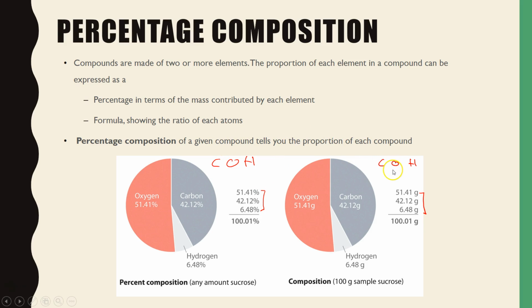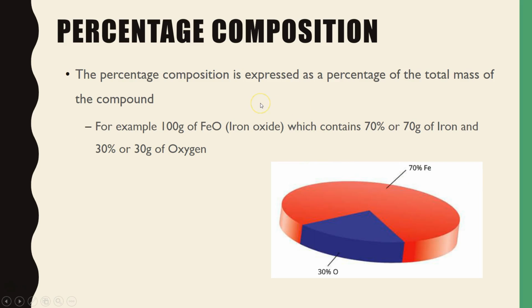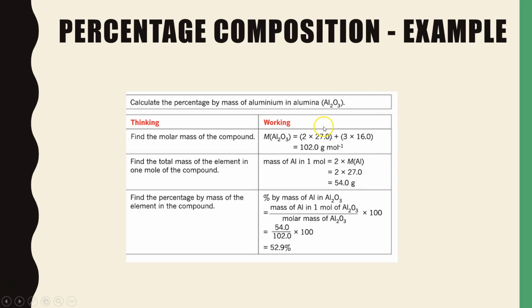We could also show the percentage of each element using their subscript formulas. So if we were to take an example of 100 grams of iron oxide that contains 70% iron, it will therefore have 70 grams of iron, and it must therefore have 30% or 30 grams of oxygen. So the percentage composition is simply looking at the amount of each element in that particular compound as a percentage or as a mass in grams relative to everything else in the compound.